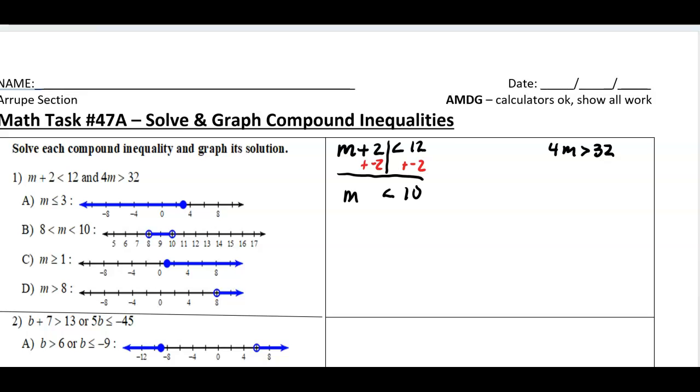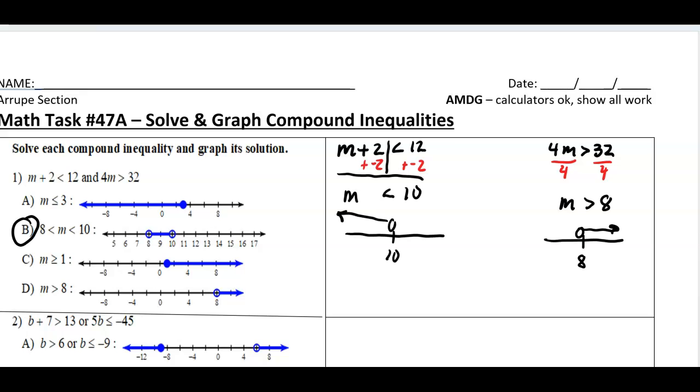And then over here, all I'm doing is dividing by 4 on both sides. Again, I didn't multiply or divide by negative, so my inequality sign stays the same. I have m is greater than 8, right? So m is going to be any number that is in between 10 and 8. This graph was 10, open circle going this way. This graph was 8, open circle going this way, and you'll notice that those two intersect. You get B as your answer. Anything greater than 8 but less than 10 is part of my solution.